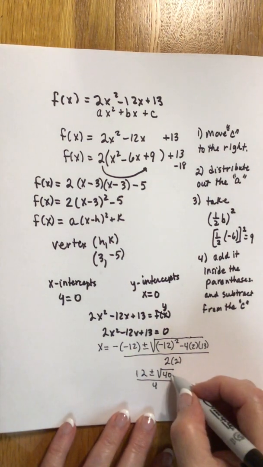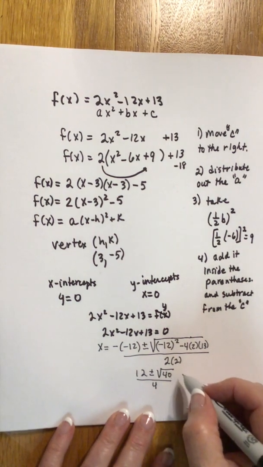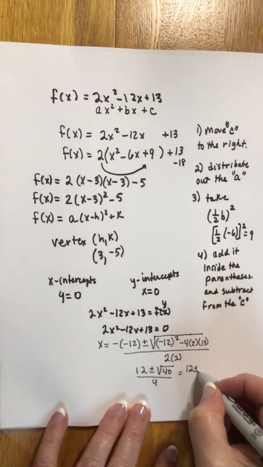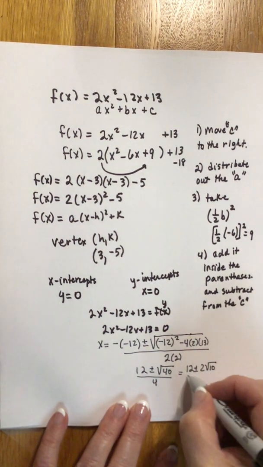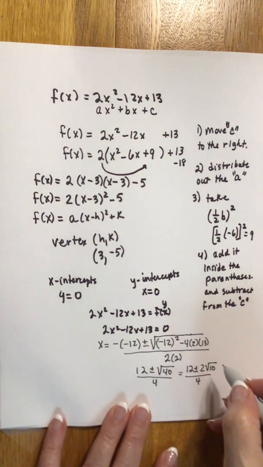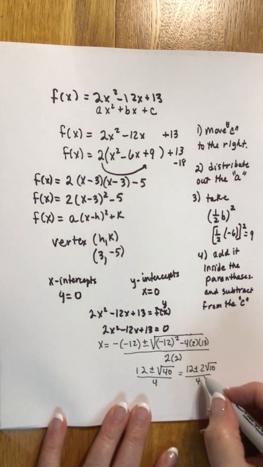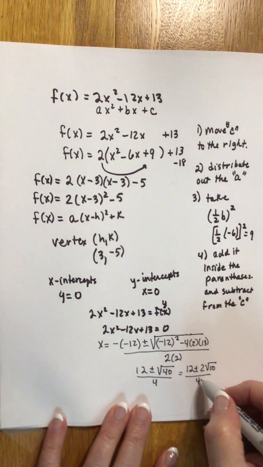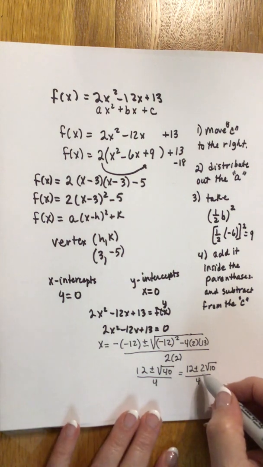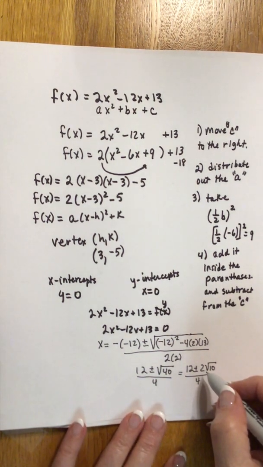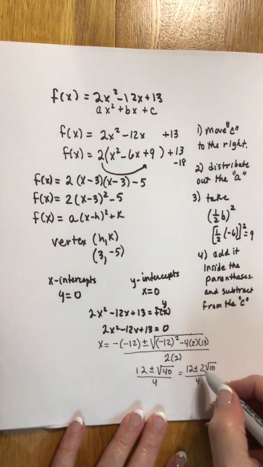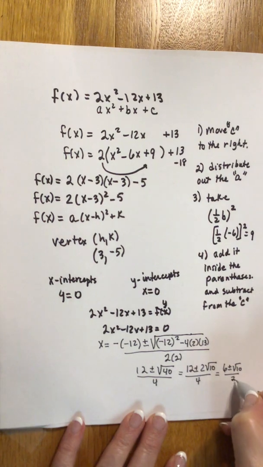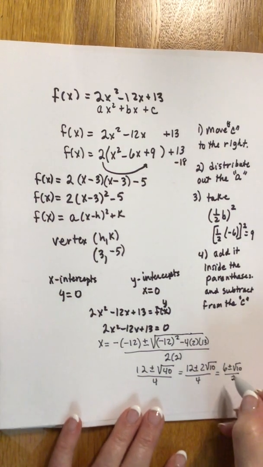So we end up with 4 coming out of the 40, right? So we have 12 plus and minus 2 square roots of 10 over 4. And then we can cancel some things out here. 4 goes into 12, and 2 goes into 4. So let's just take a 2 out. If we take a 2 out, then we're going to get 6 plus and minus square root of 10 over 2. So if I put that in my calculator, these are my what?